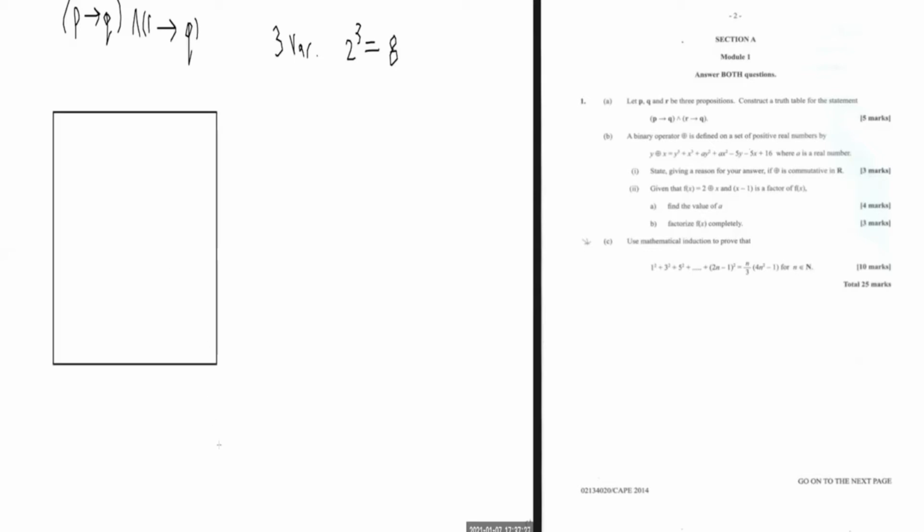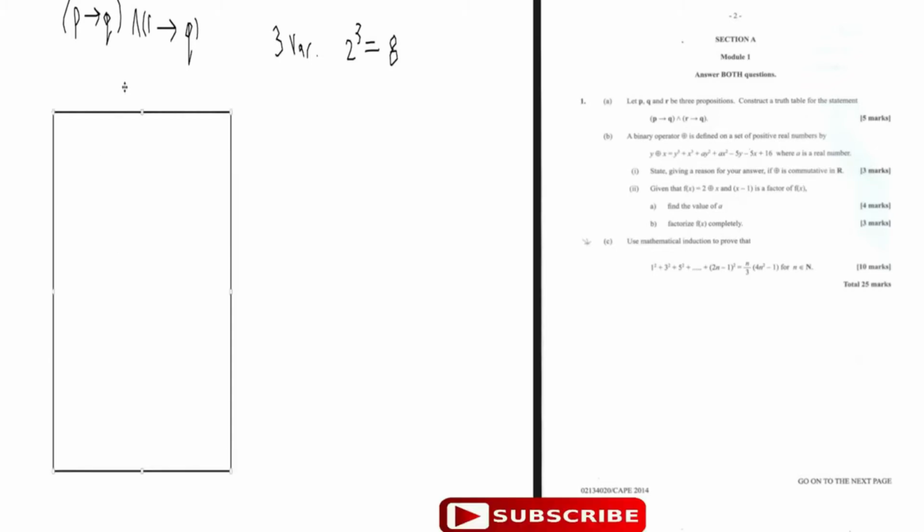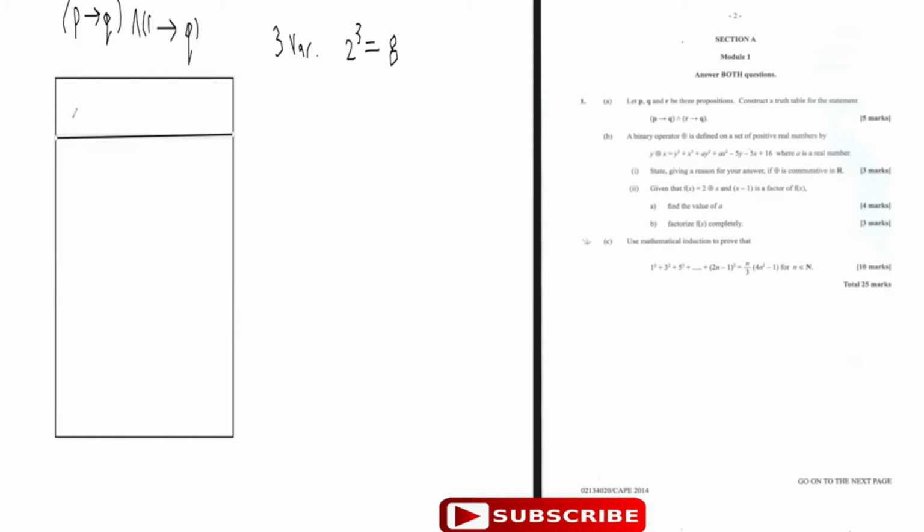So to construct this truth table for P implies Q and R implies Q, first thing we have to note is that there are three variables, right? Since there are three variables, then the number of possible outcomes is 2 cubed. 2 cubed is 8. So the first thing we're going to do is set up our table. And the variables, again, we know are P, Q, and R.